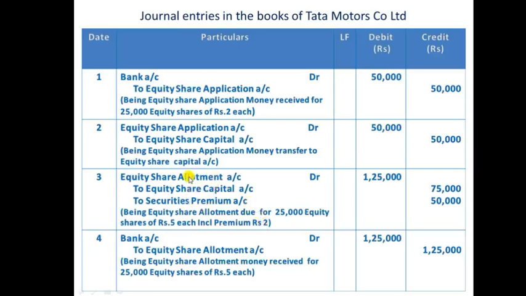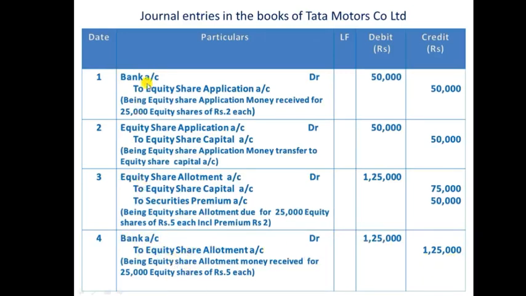After transferring the allotment money to capital and premium, now the company will receive the allotment money from the shareholders. So they need to deposit it again into the company's bank account. So bank debited 1,25,000 and equity share allotment credited 1,25,000.